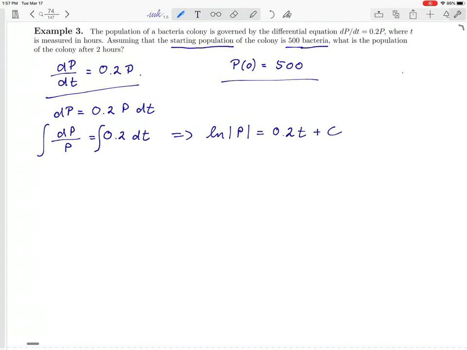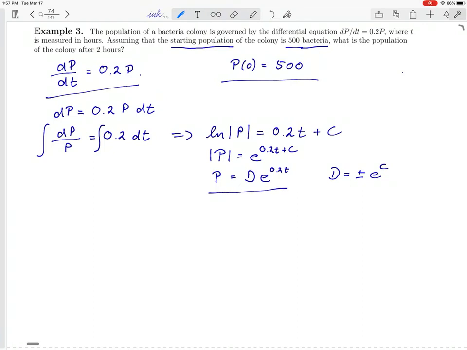Solving for p as we did before, the absolute value of p is e to the 0.2t plus c. Dropping the absolute value, I have p is equal to some constant d times e to the 0.2t, and this d again comes from the fact that I can take plus or minus e to the c. That is our arbitrary constant. So here we have the solution to our differential equation.